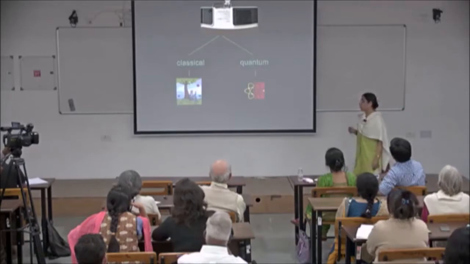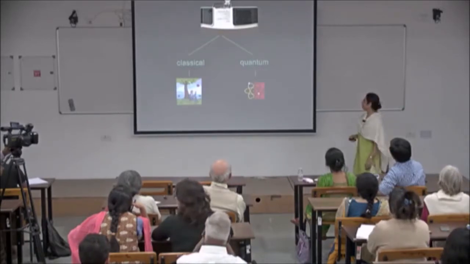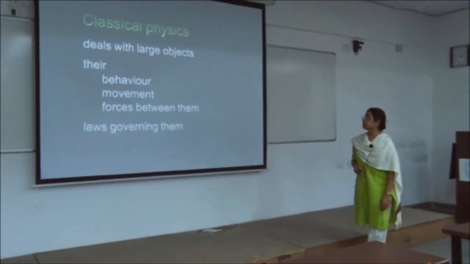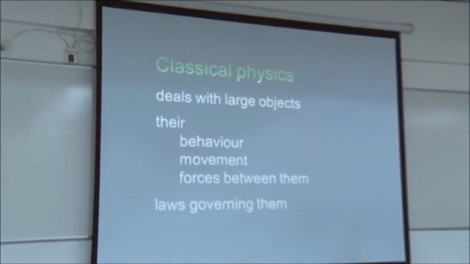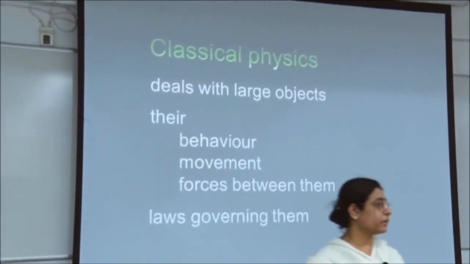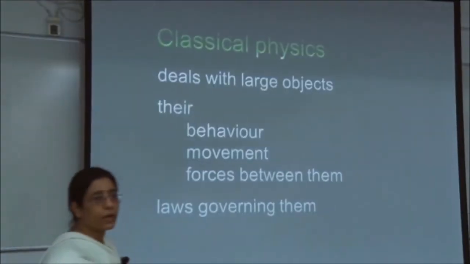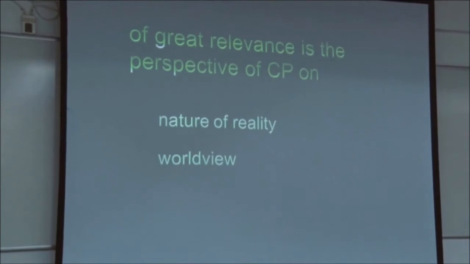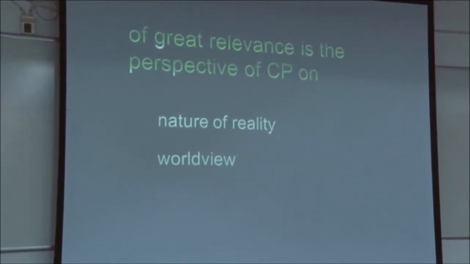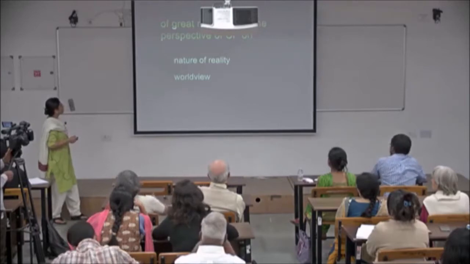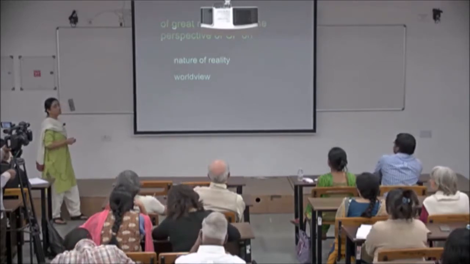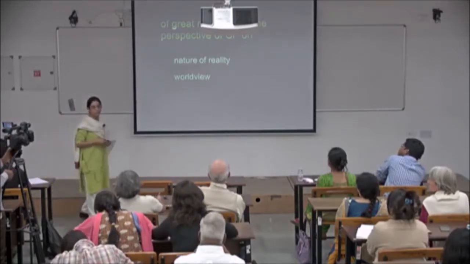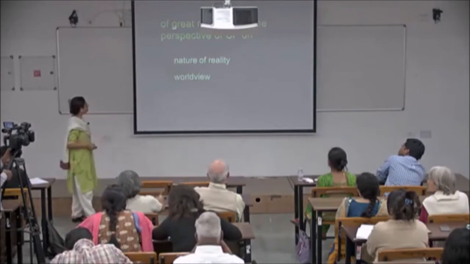In what way? So we know that there are two branches in physics, classical and quantum physics. And classical physics, you all know, deals with large objects, their behavior, their movement, forces between them, and the laws governing them. And some of these laws are even applied to understand how the biological system works. But what is of great relevance is the perspective. CP is a short form for classical physics. The perspective of classical physics on the nature of reality and the world is the fundamental basis of how modern medicine and science understands the human system.